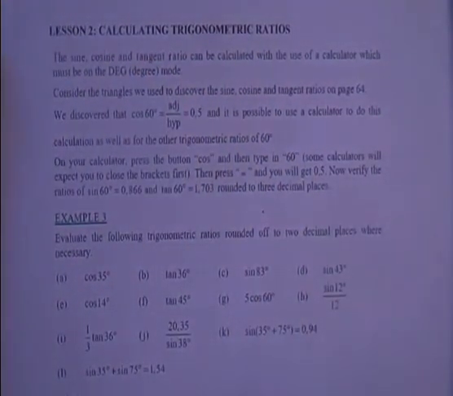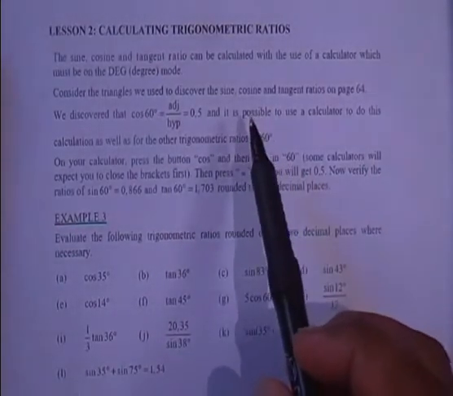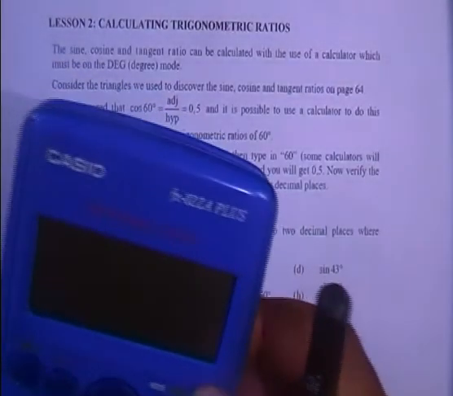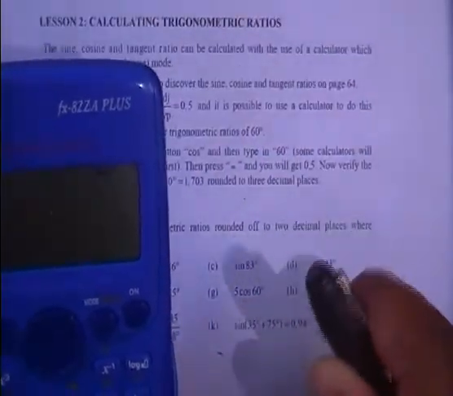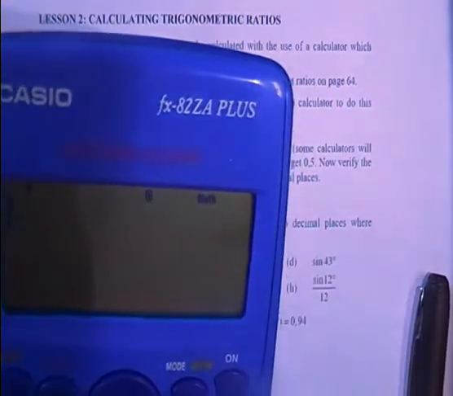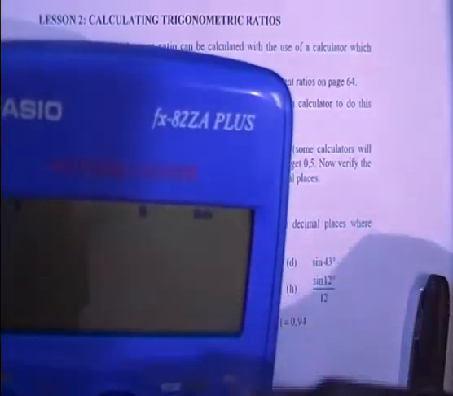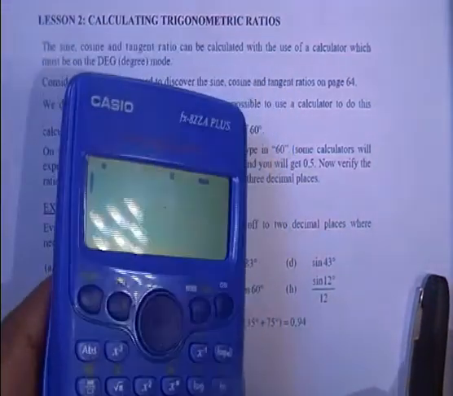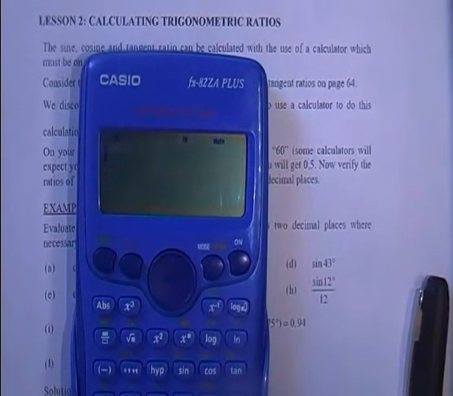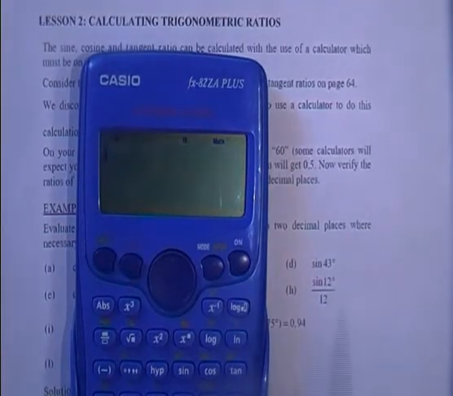The sine, cosine and tangent ratios can be calculated with the use of a calculator in degree mode. If you're using this specific calculator and you switch it on, you must have a D here. It must be in degree mode, otherwise it's going to give you wrong answers. You must always check for that. If it's not, everything is in the manual of this calculator, and you should be able to follow the manual.